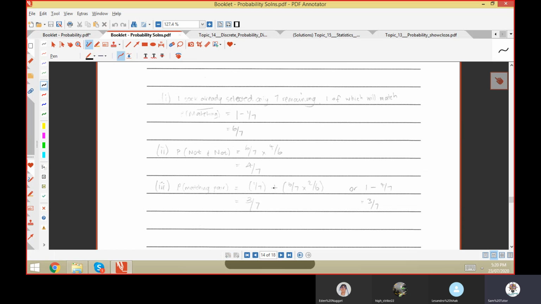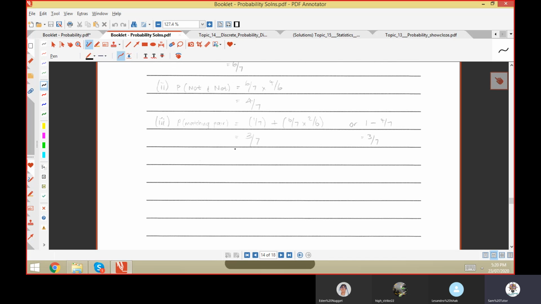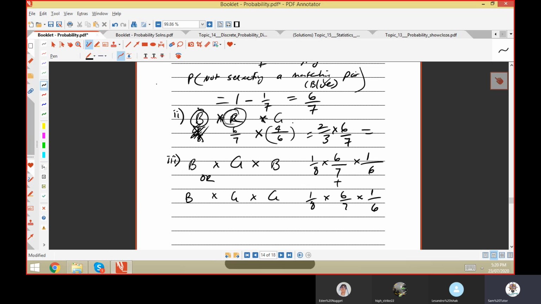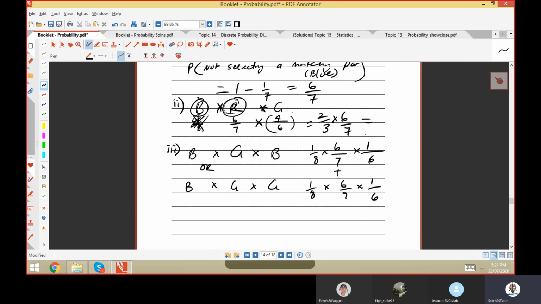And then, wait, let me check this one. Probability of a matching pair. 1/7 plus 6 out of 7 times 2/6. 1/7 probability of a matching pair. 3 out of 7. Probability of a matching pair. So I would have not thought of it like that. I thought of it like this. Let's see if my math still works out.